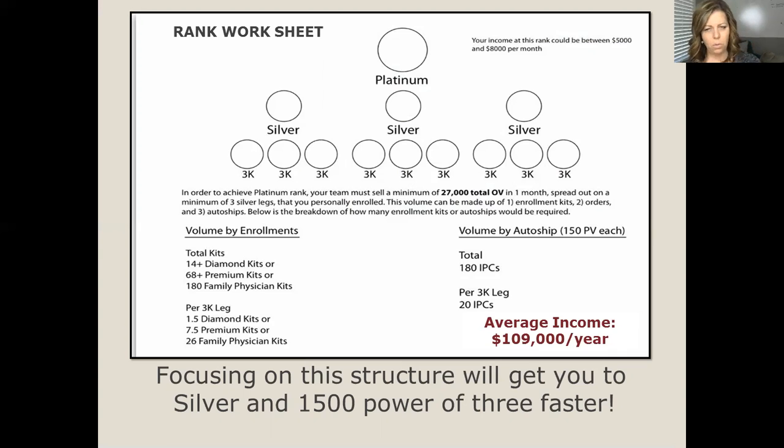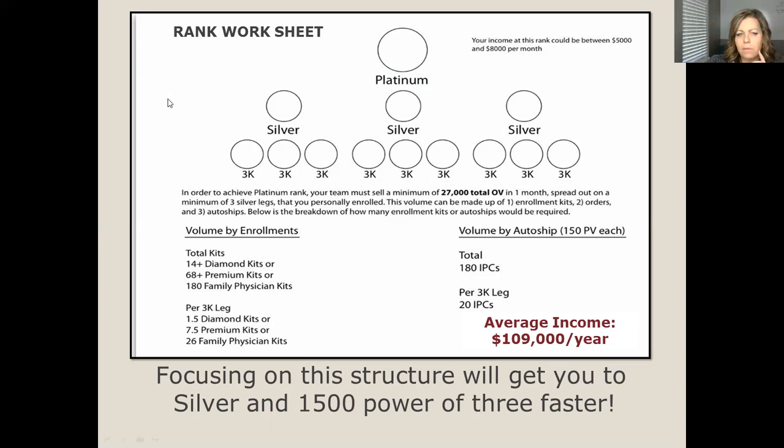Now, some people might say, well, I want to focus on diamond. Fabulous. You have to hit platinum before you hit diamond. So if you decide that maybe I want to put 4 builders on my front line and then work towards that, I do not recommend it. Let me tell you why.